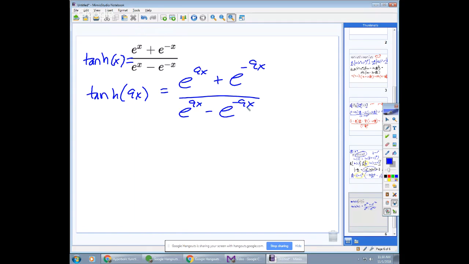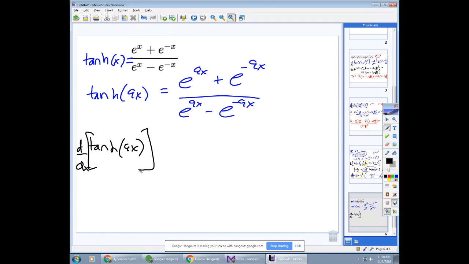And then to take the derivative here, we just have to apply the quotient rule. Don't we also have to multiply by 9? That's just going to come out when we do the rule. So we're going to get the derivative with respect to x of the hyperbolic tangent of 9x.